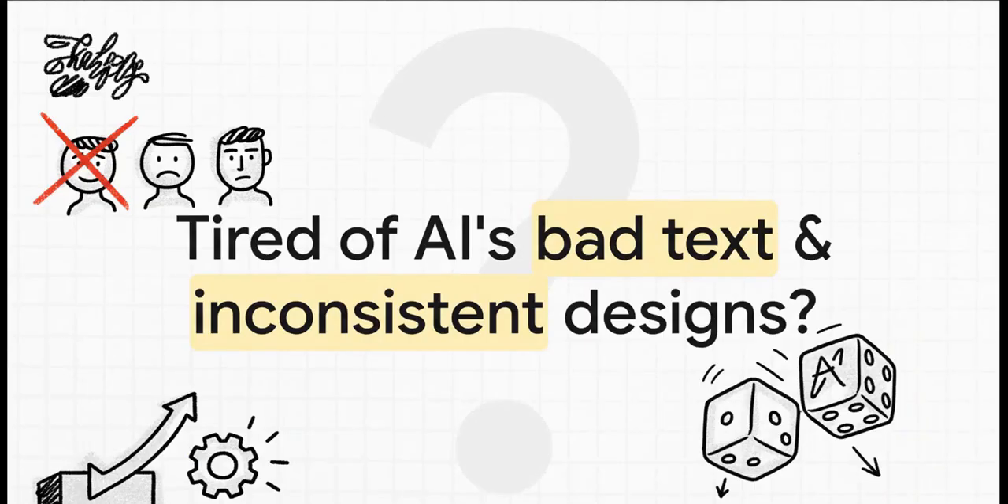I mean, if you've ever tried using an AI image generator for actual work, you know the pain. You ask for a simple logo and what do you get? Garbled, totally misspelled text. Or you try to create a series of images and your main character looks like a different person in every single shot. It's a complete gamble, right?